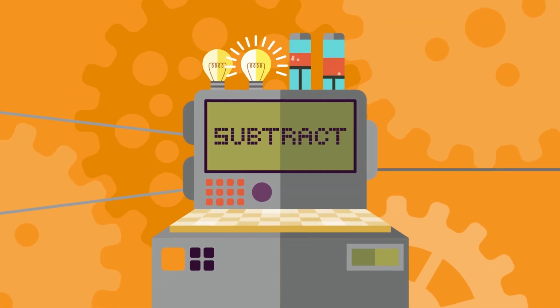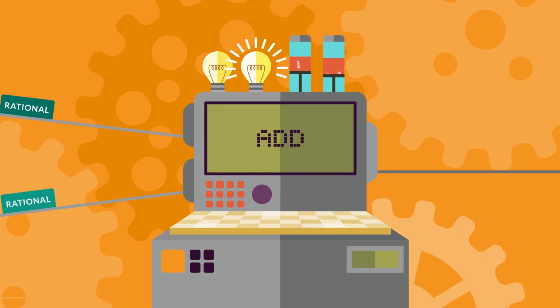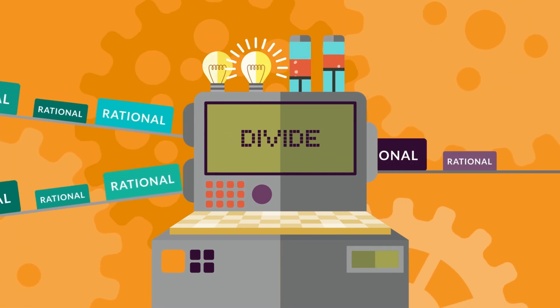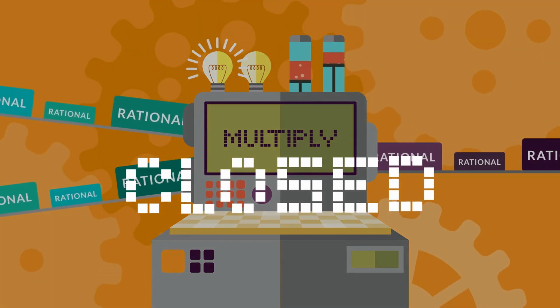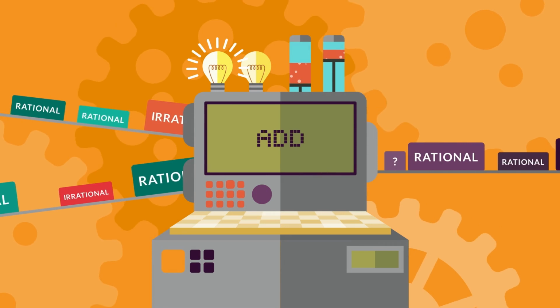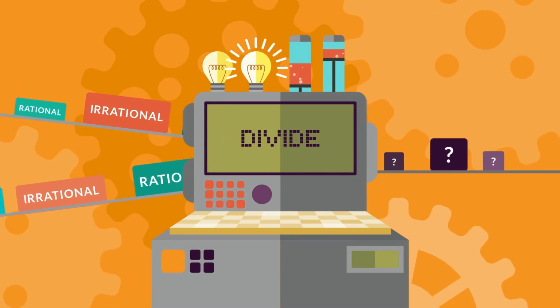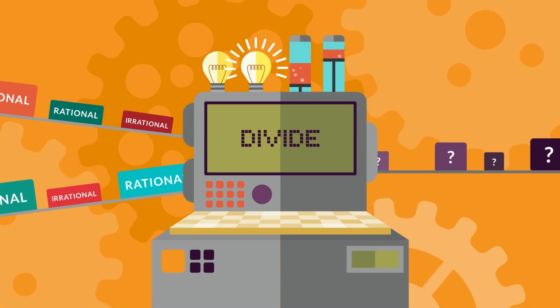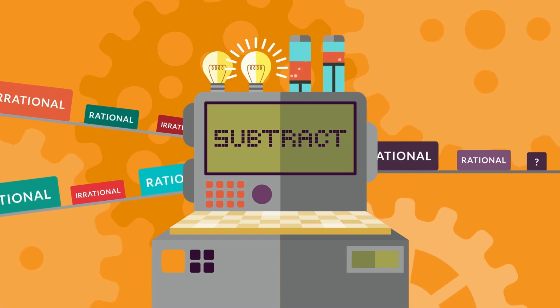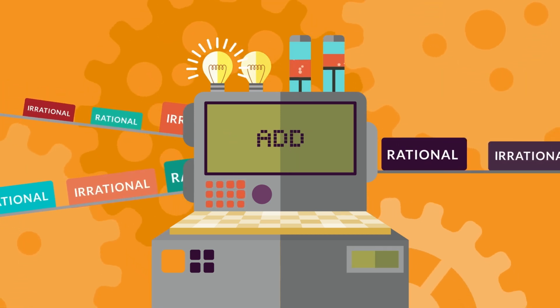If we add, subtract, multiply, or divide, except by 0, any two rational numbers, the result is always a rational number. They are said to be closed with respect to addition, subtraction, multiplication, and division. What about operations on irrational numbers, or combinations of irrational and rational numbers? The sum and difference and quotients and products of irrational numbers can be rational or irrational.